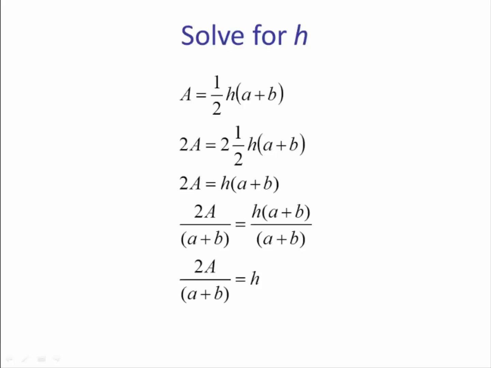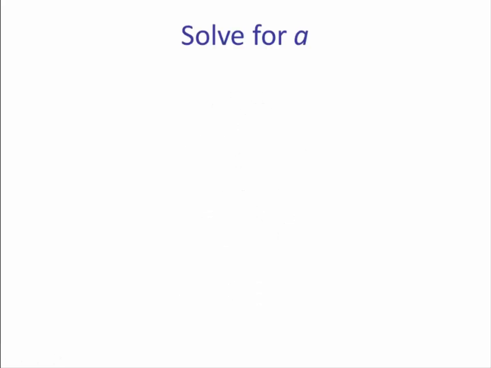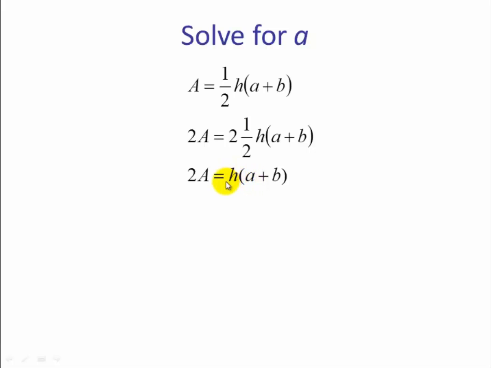Let's do part B. We're going to solve for little a. So we begin with the equation. I want little a to be all by itself. I need to get rid of the h, the 1/2, and the b. So the first thing, just like in the previous part A, I'm going to multiply both sides by 2 to get rid of the fraction 1/2. So now I need to get rid of the h and I need to get rid of the b. So the next step is to get rid of the h. So we divide both sides by h since it's multiplying.